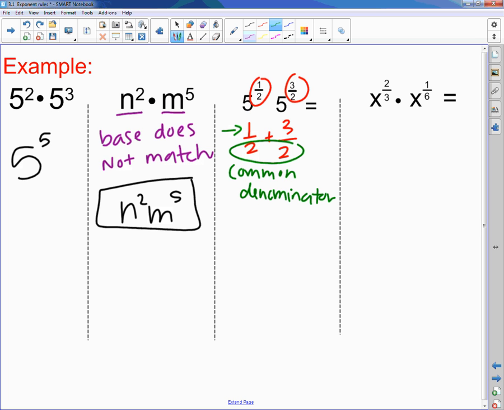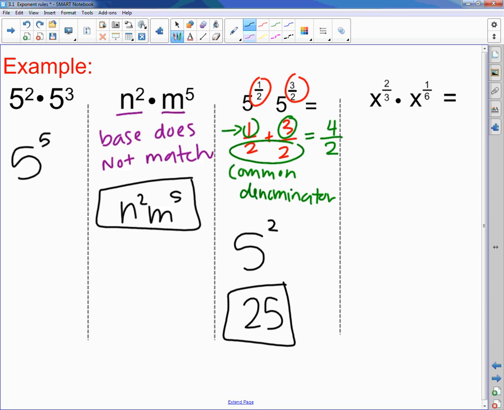Which we already have. They both have a 2, so it's a common denominator. When I add these together, I just add the top. 1 plus 3 is 4. Denominator stays the same. 4 divided by 2 is 2. So the final answer here is going to be 5 to the second, which you know is 25. I can do that one in my head.